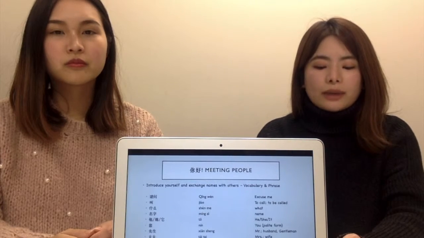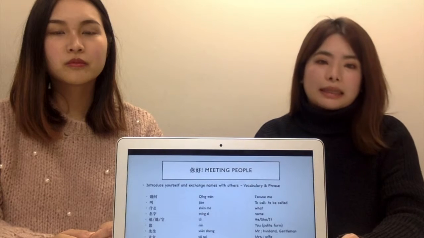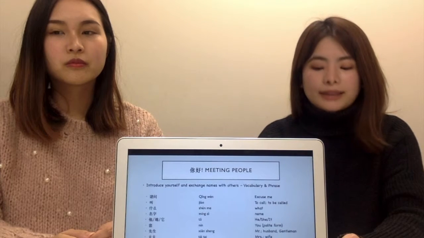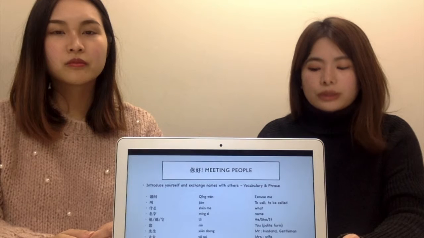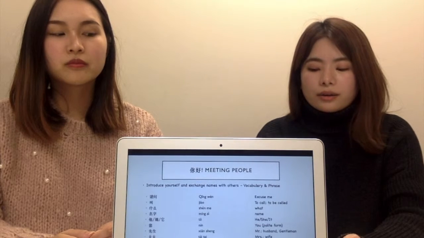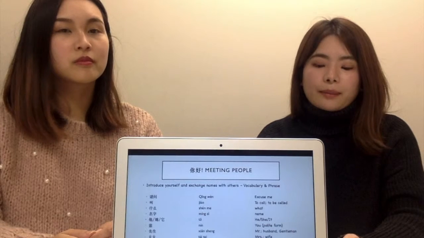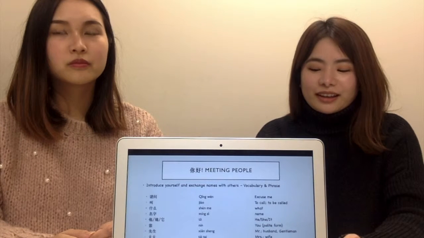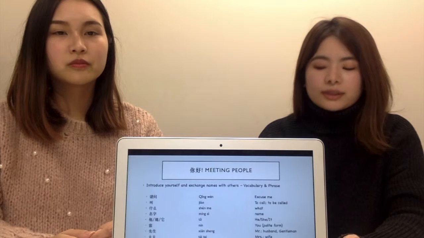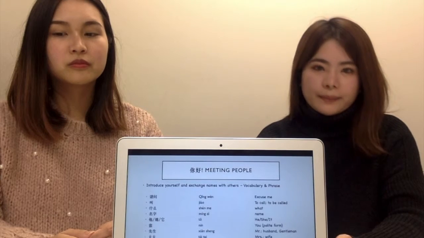A more casual way to ask someone's surname is 您姓什么? What is your last name? What is your family name? Or on informal occasions, we would say, what is your name? 你叫什么名字? It's commonly used to ask for someone's full name or given name.